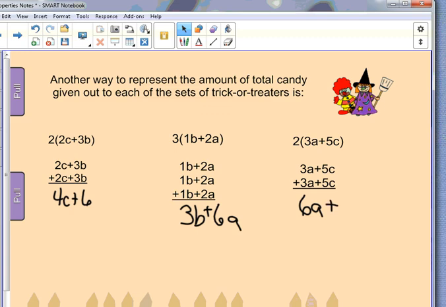Yes? It's like, I watched the video last night on like terms. It's basically this. On what? Like terms. Yes. This is combining like terms, yes. A and A is a like term.